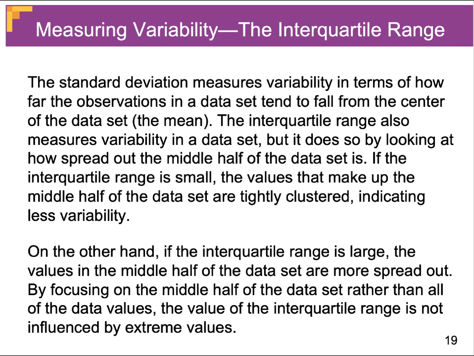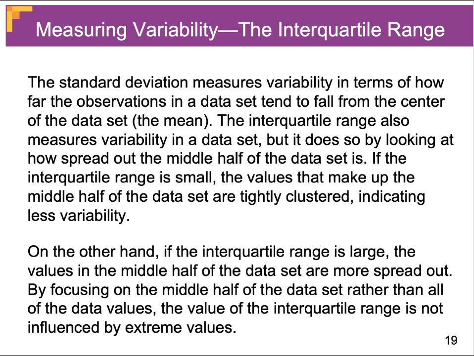So when our standard deviation was measuring the variability in terms of how far the observations tended to fall from the center, the interquartile range, by comparison, is still looking at the variability, but it's just looking at how spread out the middle 50% is. So even though those are similar descriptions, the standard deviation is actually including the values of everything in the data set, whereas the interquartile range is just looking at that middle 50%.